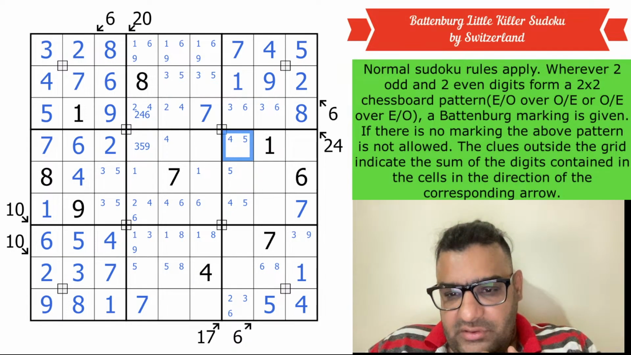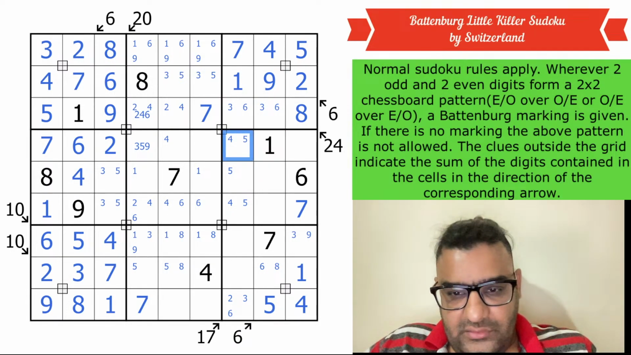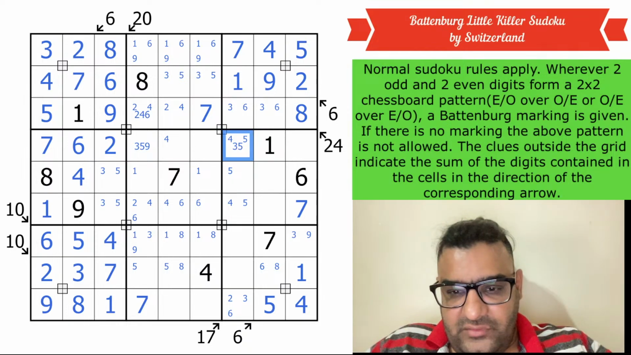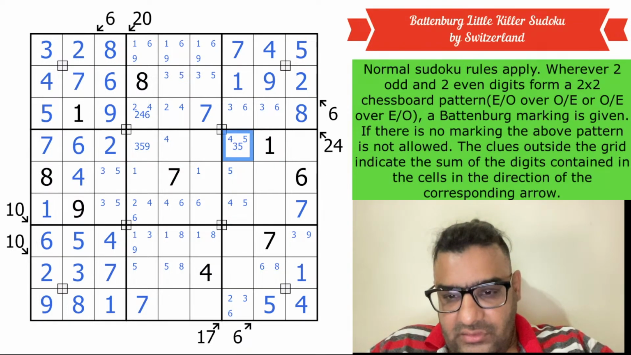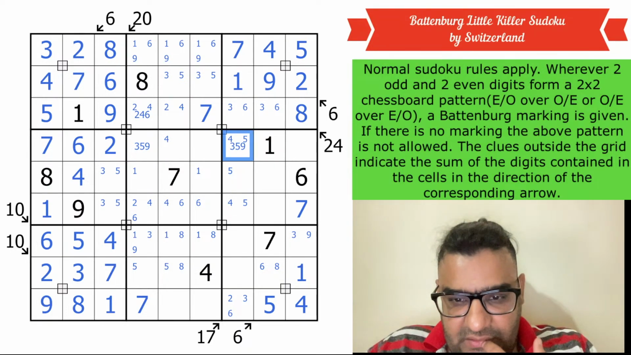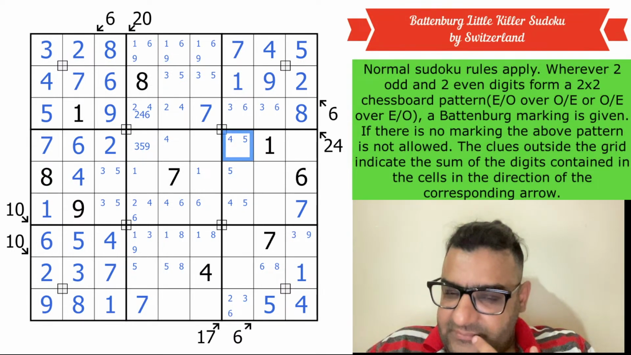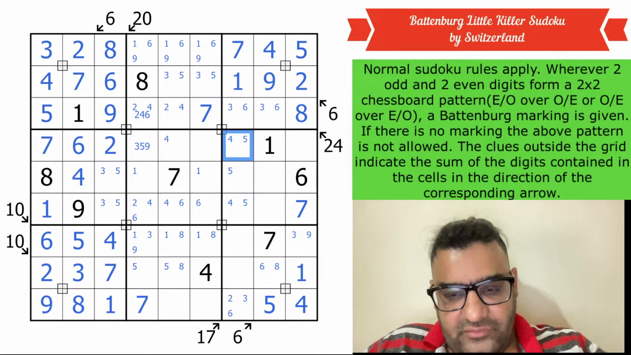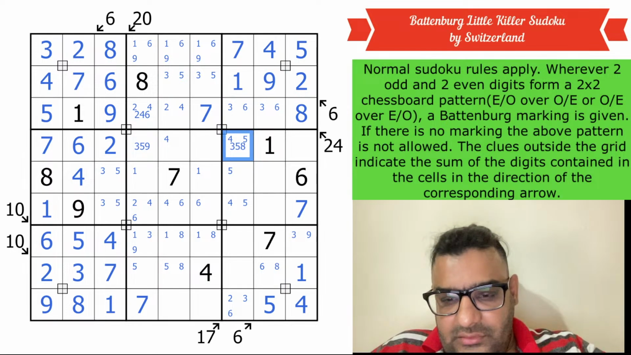How many numbers can it have? It cannot have a one. Can it have a three? Yes, it can. What about five? It can have five. Can it have seven? No. Can it have nine? It can have three, five, and nine. This number can have three, five, or nine.